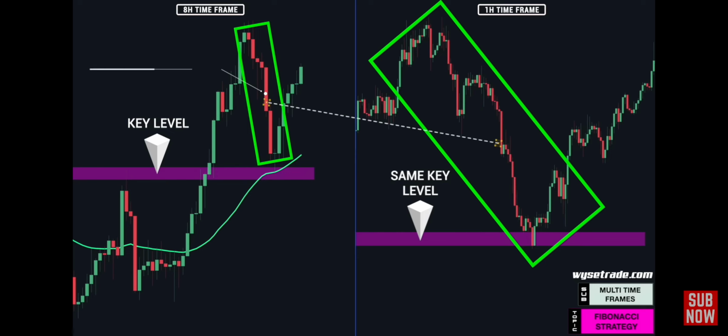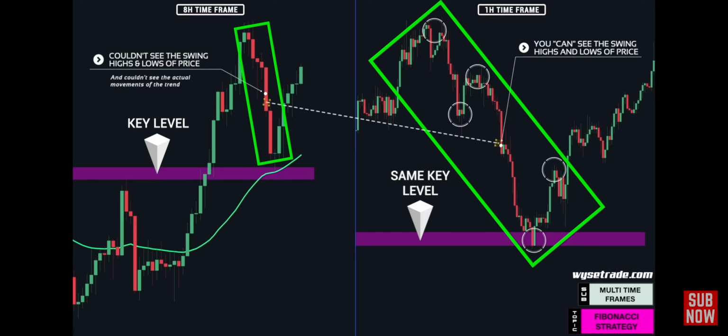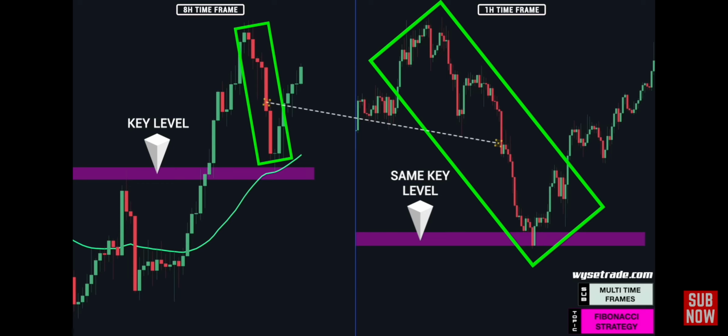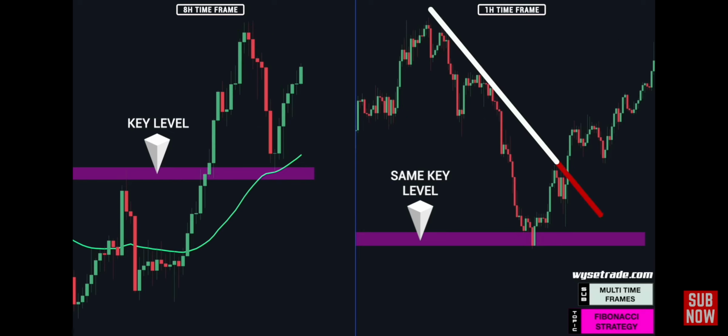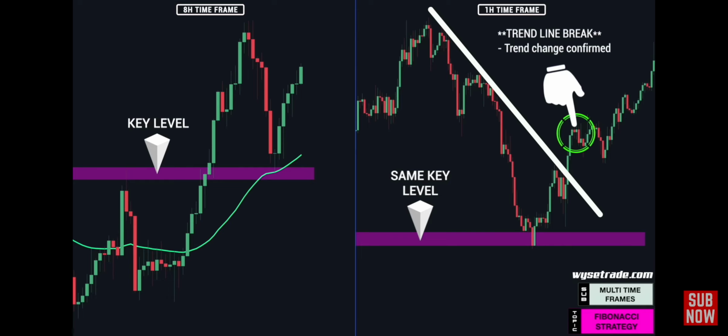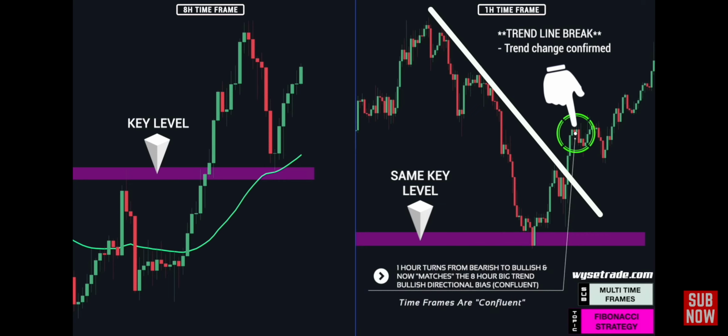Now on the 8-hour time frame we previously looked at, notice how you couldn't see the swings of price, whereas on the 1-hour time frame, you can clearly see the swing highs and swing lows and movements of price. Again, we are looking on the 1-hour time frame in this downtrend for price action that signals a trend change from a downtrend to an uptrend. And here it is. On the 1-hour time frame, we can easily place a trend line connecting these swing highs because again, on this time frame, we can actually see the swing highs and swing lows. And once you had the trend line break, this was your trend change confirmation. The 1-hour time frame turned from bearish to bullish and matches the 8-hour time frame big picture bullish directional bias.